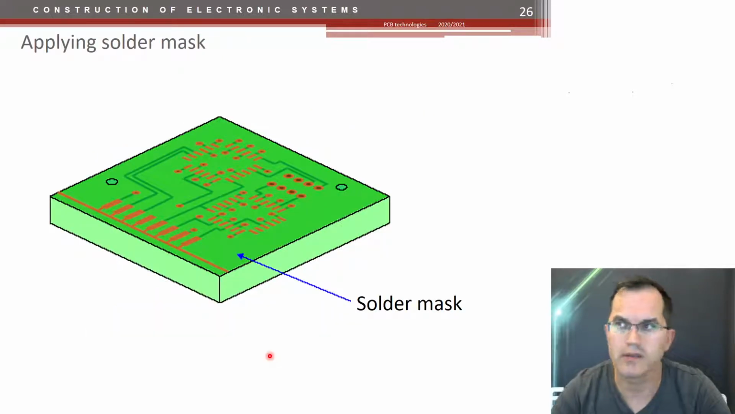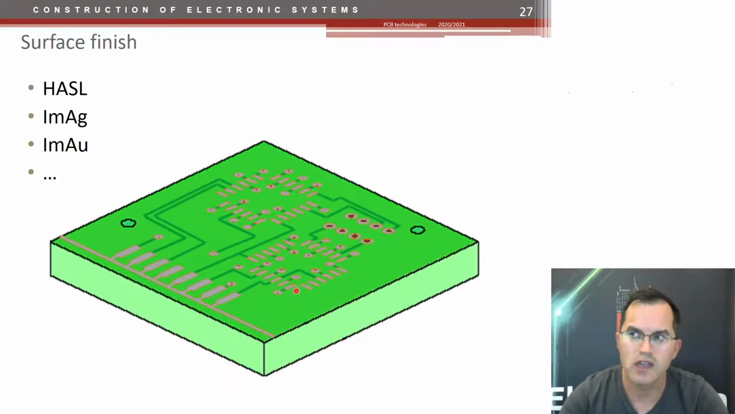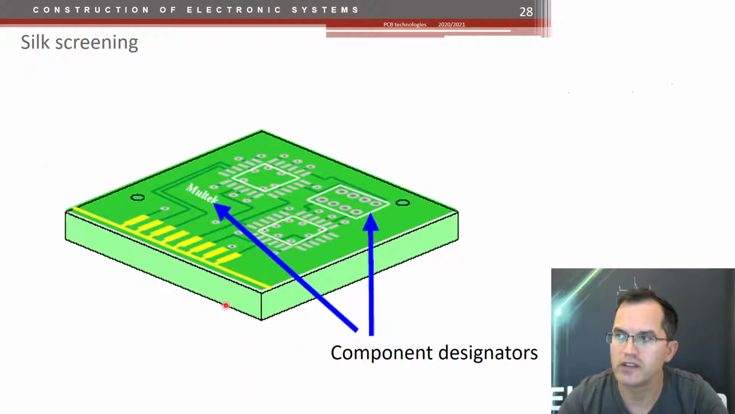Then we apply the solder mask, the green thing, and we leave the opening where the soldering will be done. And then we apply surface finish into these openings. So by that, we protect this open copper area, exposed copper area, from the environment. Then we print the silk screen, so the component designators, all the text, all the graphics, and that's it.